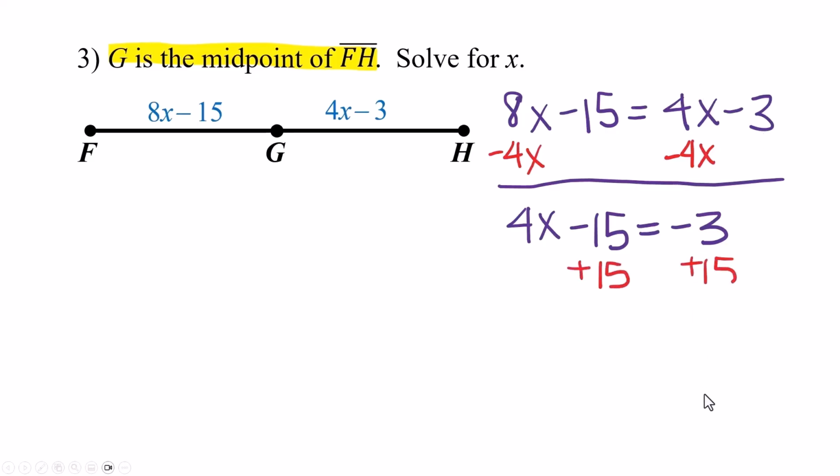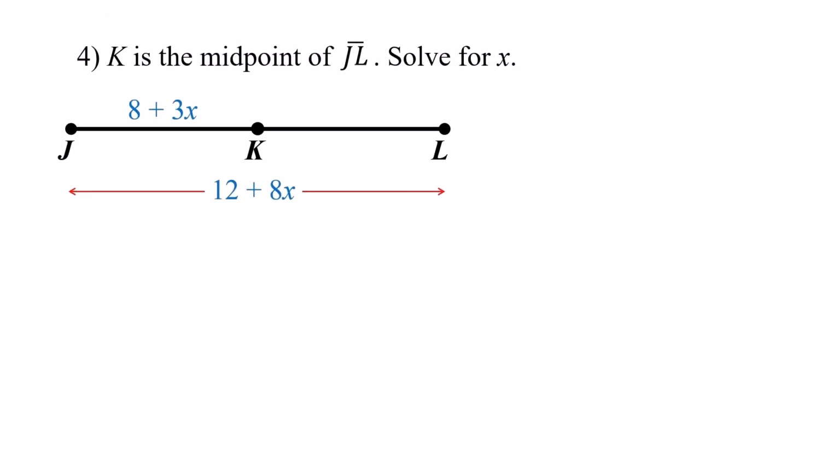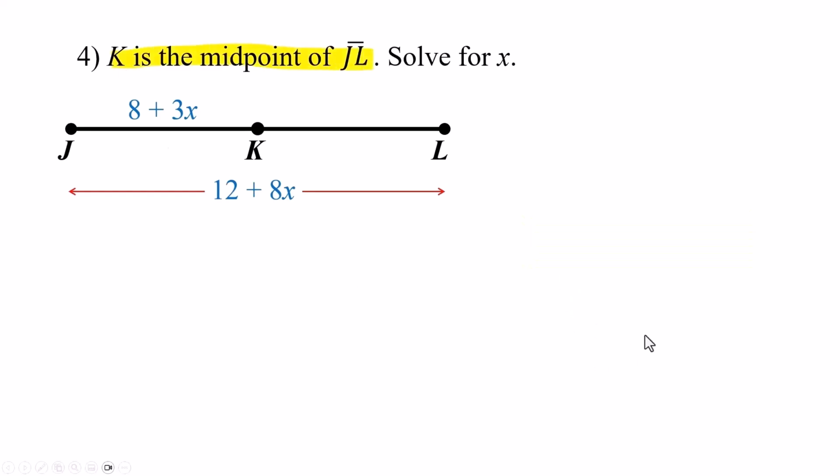Add 15 to both sides now. And we get negative 3 plus 15 is 12. 4x equals 12. X equals 3. This one's a little tricky, but if you think you can do it, pause and give it a go. K is the midpoint of JL.